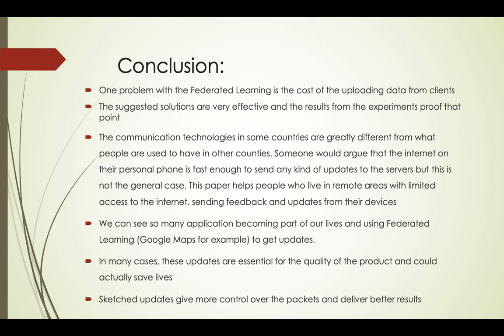This paper helps people who live in remote areas with limited access to the internet send feedback and updates from their devices. We can see so many applications becoming part of our lives and using federated learning to get updates, such as Google Maps, for example. In many cases, these updates are essential for the quality of the product and could actually save lives. Sketch updates give more control over the packets and deliver better results.